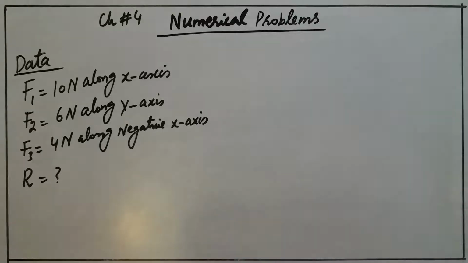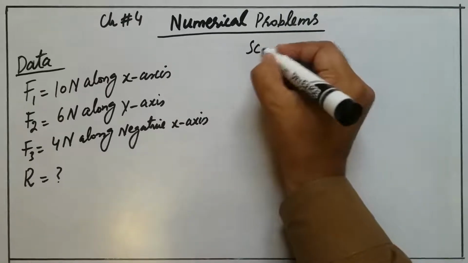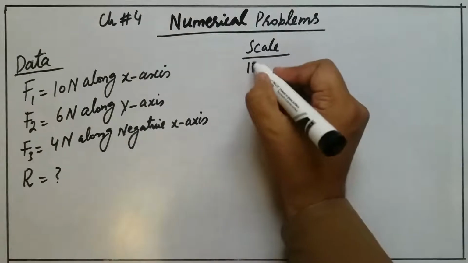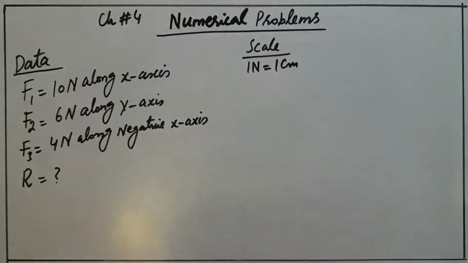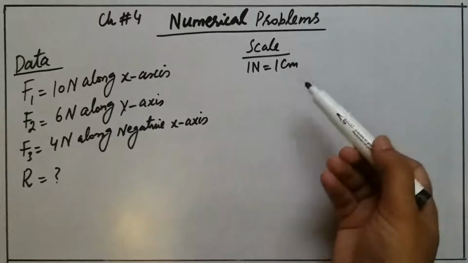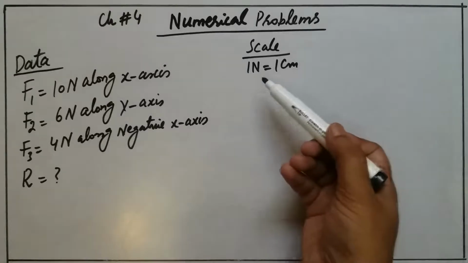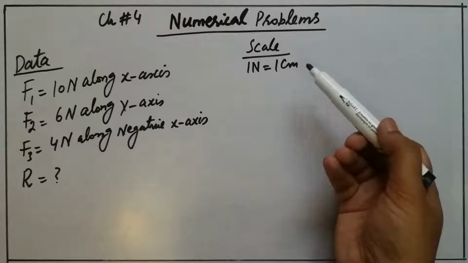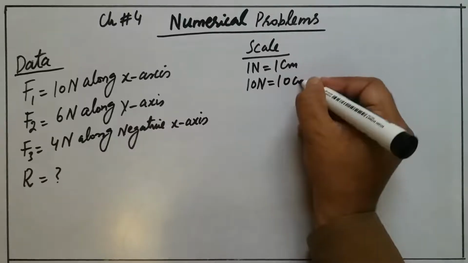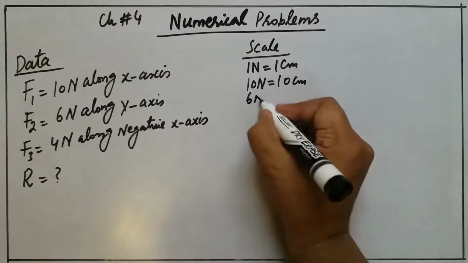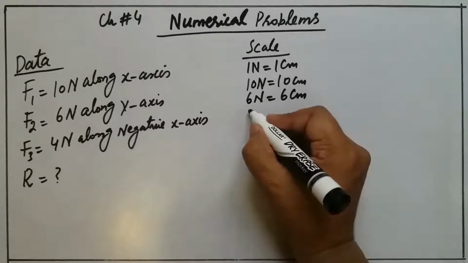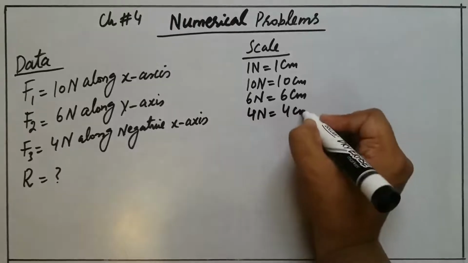To solve this, first of all, we have to select the scale. So I'm going to write a scale here. For these vectors, I'm going to take 1 Newton equals 1 centimeter. You can take any scale, like 2 Newton equals 1 centimeter also, but here I'm going to take 1 Newton equals 1 centimeter for convenience. For representing the 10 Newton force, I have to draw a 10 centimeter line. For the 6 Newton force, I have to draw a 6 centimeter line, and to represent the 4 Newton force, I have to draw a 4 centimeter line. So this is our scale.